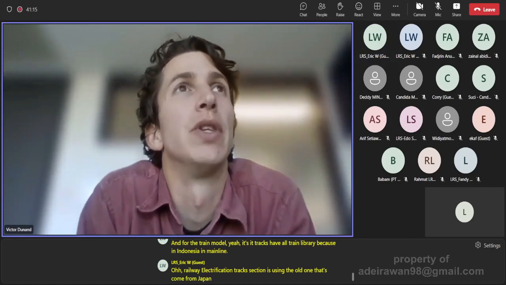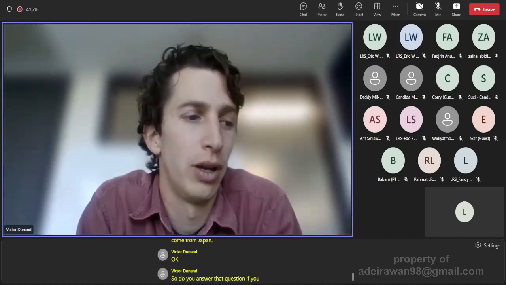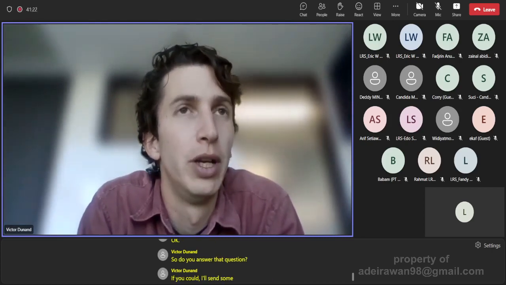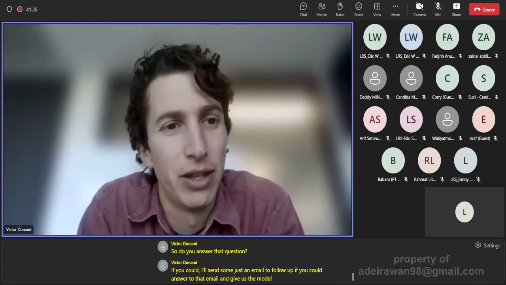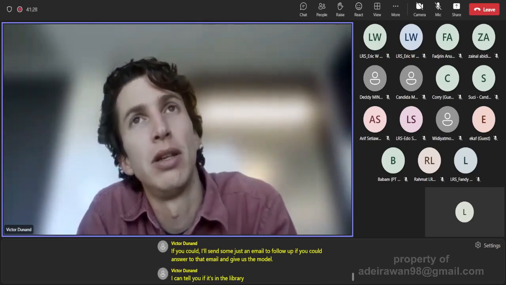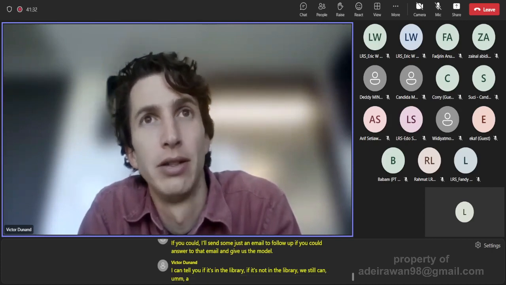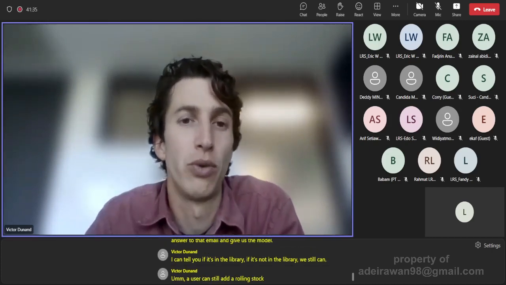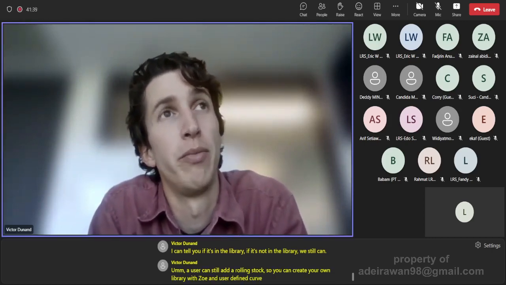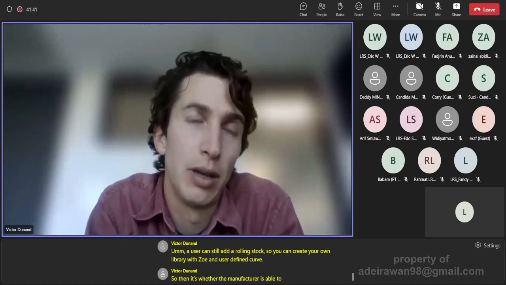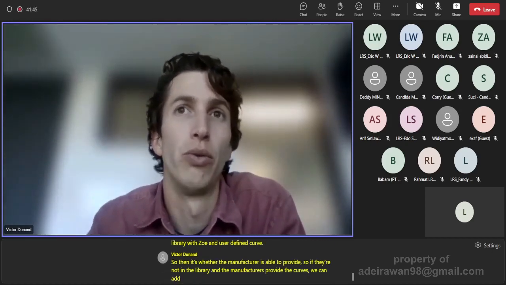Okay. So to answer that question, I'll send an email to follow up. If you could answer that email and give us the model, I can tell you if it's in the library. If it's not in the library, a user can still add a rolling stock. So you can create your own library with user-defined curves. Then it's whether the manufacturer is able to provide them. If they're not in the library and the manufacturers provide the curves, we can add them.